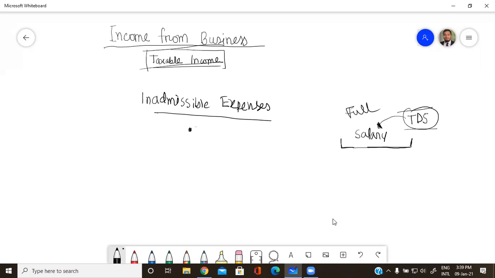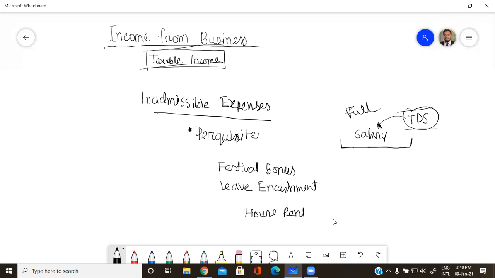Okay. So then we can make another discussion. Can you recall the perquisite concept from the salary? We made some examples for perquisite. Yes, sir. Okay. Is the festival bonus perquisite? No, sir. Is the leave encashment perquisite? No, sir. Okay. Is the house rent allowance perquisite? Yes, sir. Okay. So you need to separate the perquisite items out from the items given to you.